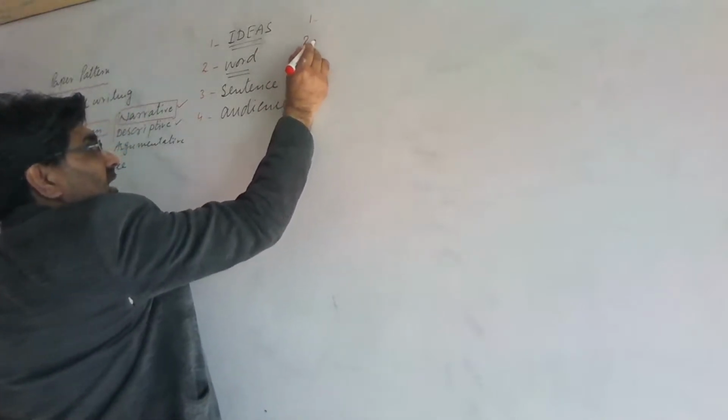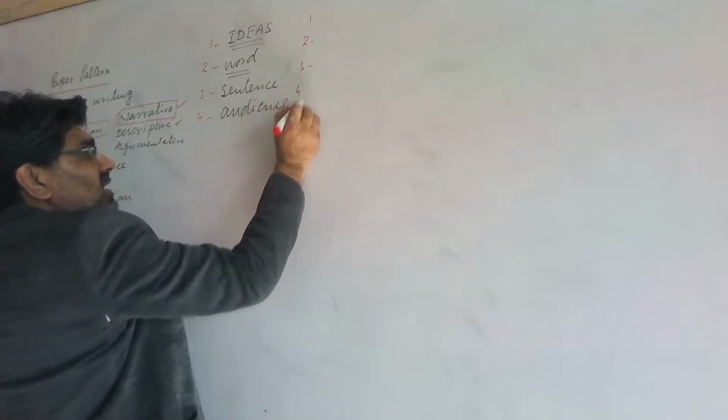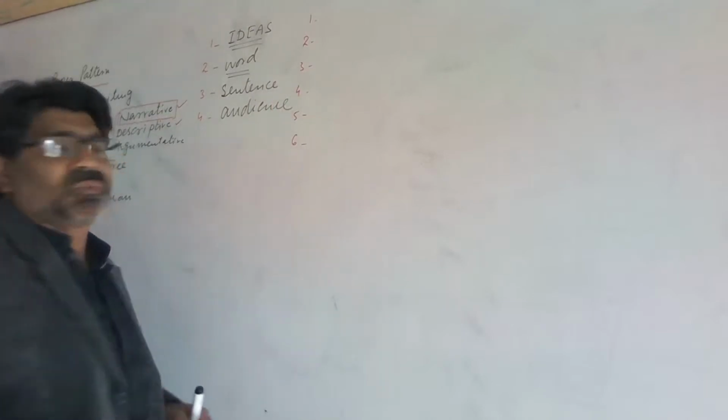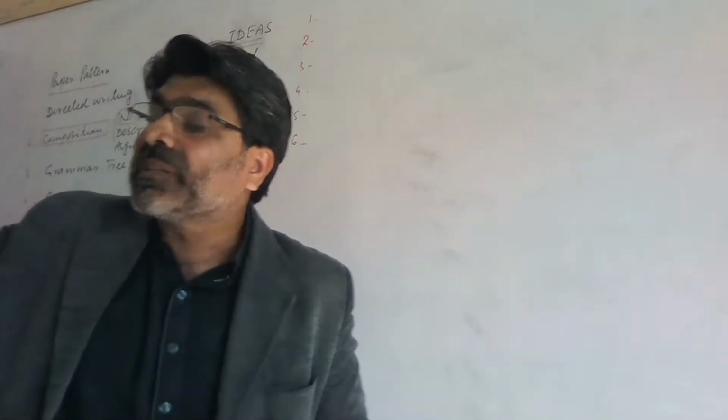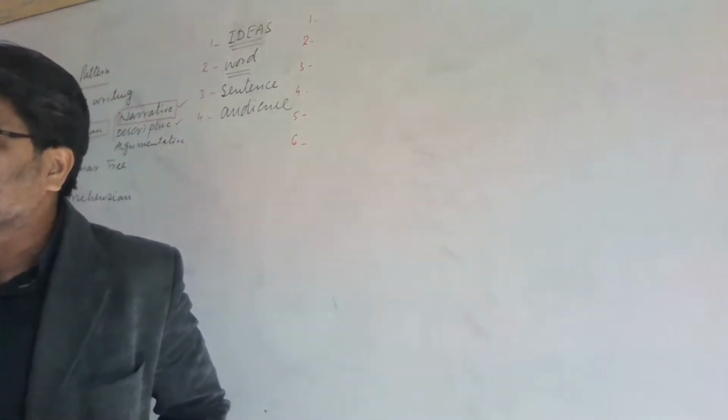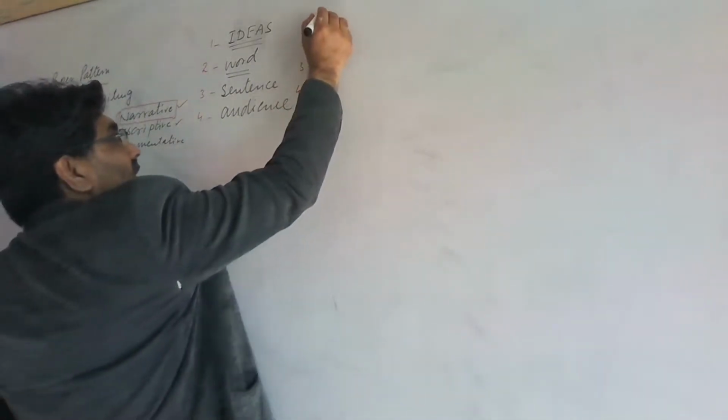We cannot write a narrative essay unless we have 6 basic points. What are those 6 points? Number 1, there must be something to tell. That is called the story.